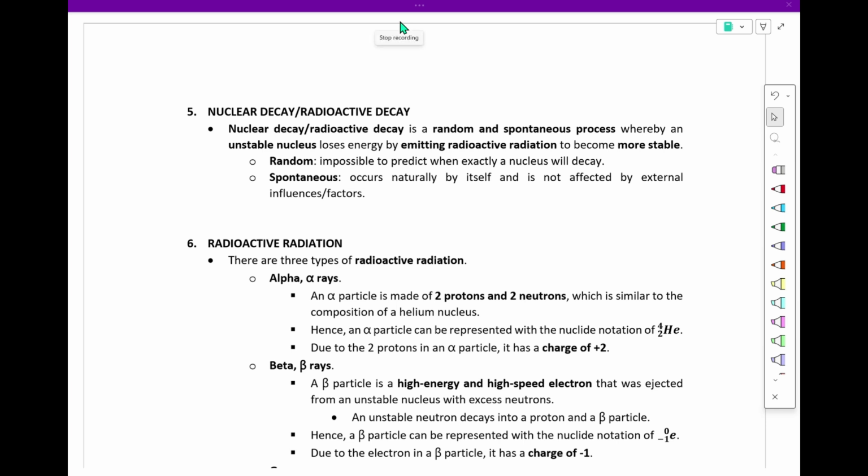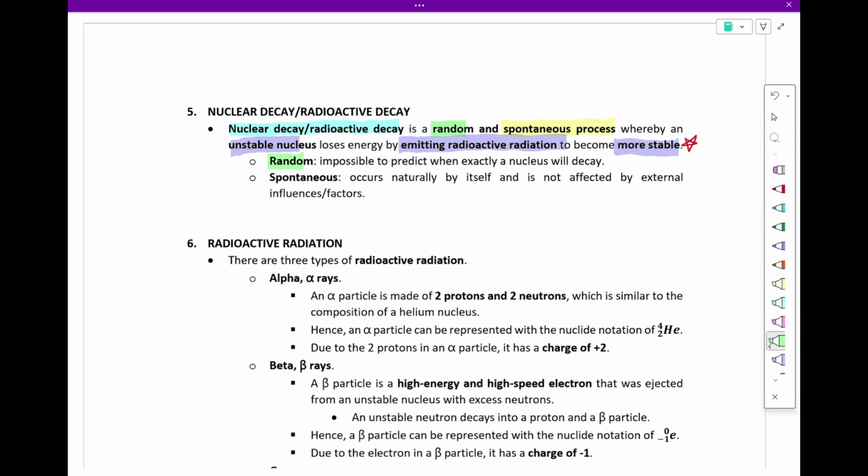For the next part itself, we will talk about the unstable particles. Because your particles are actually unstable, just like carbon-13 or carbon-14 itself, you don't want to remain unstable. Everyone wants to be stable. So we will undergo a process called nuclear decay, or radioactive decay itself. What's so special about this is that it is a random and spontaneous process, where your unstable nucleus will emit radioactive radiation to become more stable. This is the goal that you want to achieve.